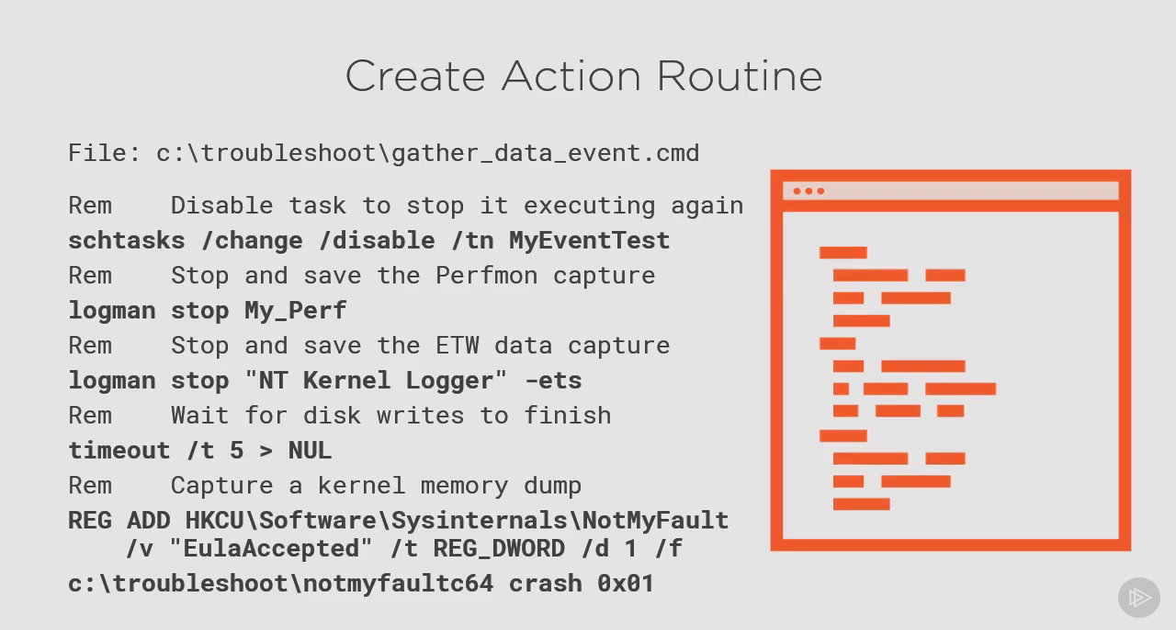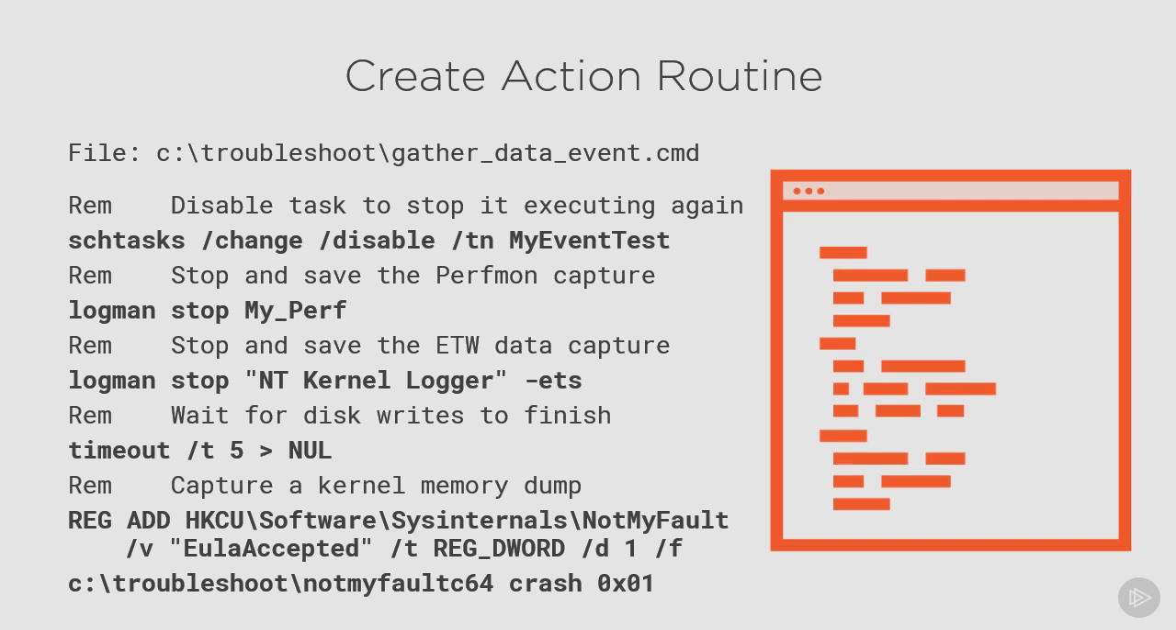So the next step is to create an action routine, which will execute when the event occurs. As you can see here, I've got a file called gather_data_event.cmd, and that's located in the working folder. And the very first command in that command procedure is a schtasks command /change /disable /tn myEvent. This is essentially disabling or disarming this task in case it fires again when we don't want it to.